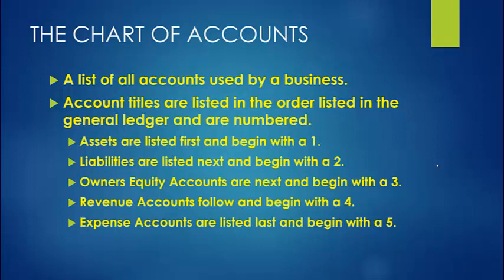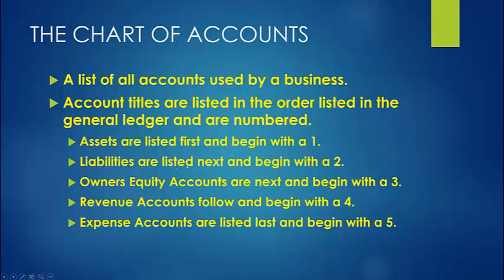But one thing that they will have in common is that the assets will all begin with the number 1. Some businesses might have a 3-digit account number, and some may have a 5, 6, or 7-digit account number. It just depends on the business. But all the assets will start with a 1. So if I'm trying to find a specific asset account, I can flip through the accounts that begin with a 1 and hopefully find my account.